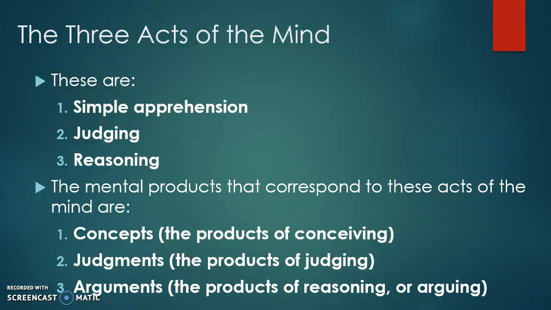There are 3 acts of the mind. These are simple apprehension, such as my perceiving a tree; judging, that is, making a proposition, the tree is green; reasoning, an argument that follows from the simple apprehension and the judging. Thus, the mental products that correspond to these acts of the mind are concepts, the products of conceiving; judgments, the products of judging; arguments, the products of reasoning or arguing.